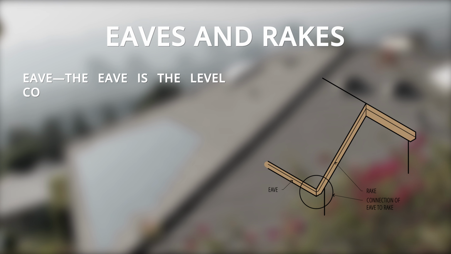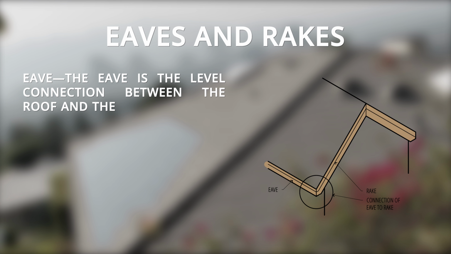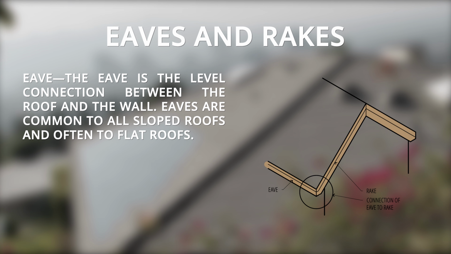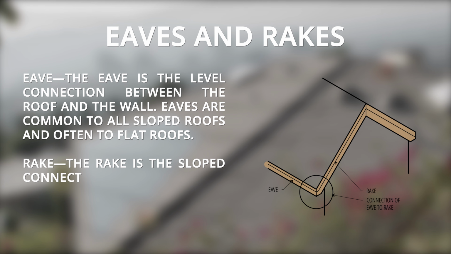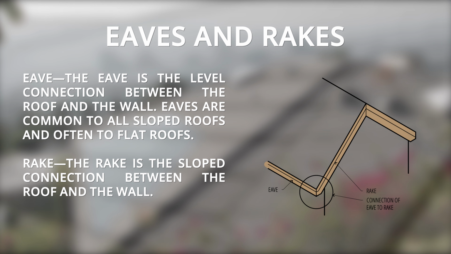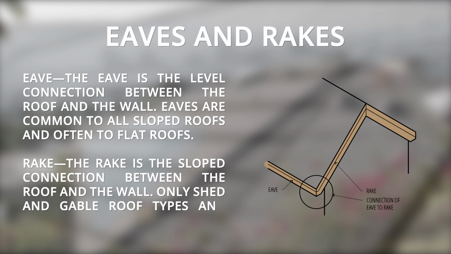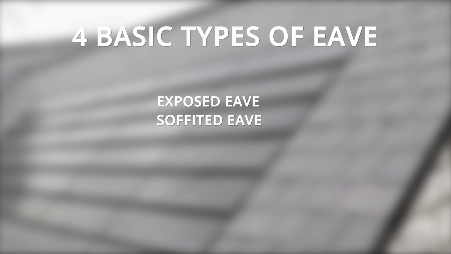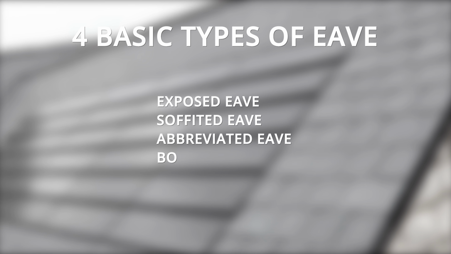Eaves and rakes. Eave. The eave is the level connection between the roof and the wall. Eaves are common to all slope roofs and often to flat roofs. Rake. The rake is the slope connection between the roof and the wall. Only shed and gable roof types and their derivatives have a rake. 4 basic types of eave: exposed eave, soffitted eave, abbreviated eave, boxed-in eave.